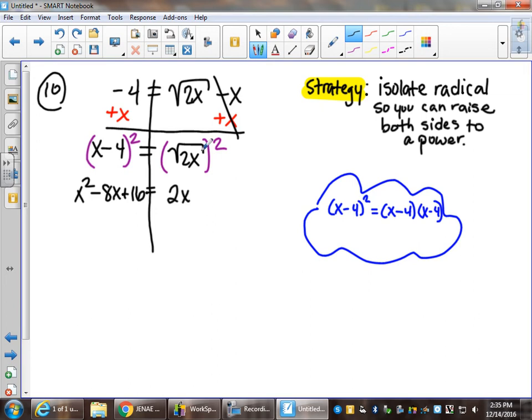Let's get this set equal to 0, and hopefully we'll be able to factor. I'll subtract 2x from both sides. This crosses out. I get x squared minus 10x plus 16 equals 0. A is 1, which is super nice. I'm looking for two numbers that multiply to a positive 16 and add to negative 10. Go ahead and factor that, see what you get.